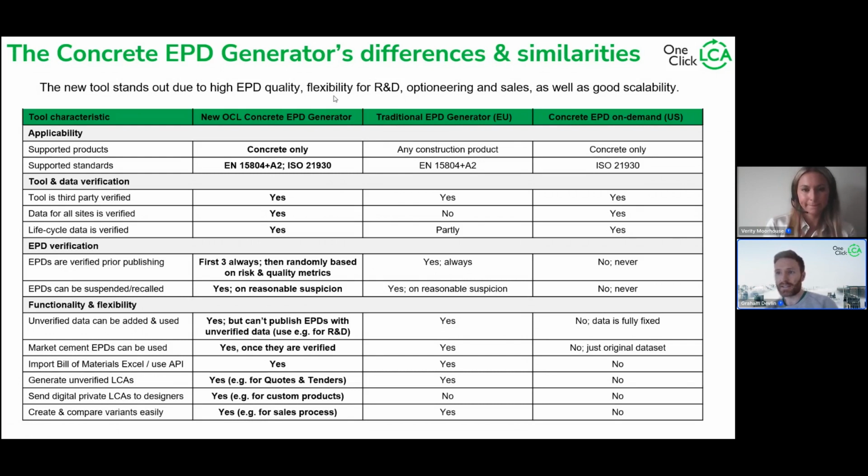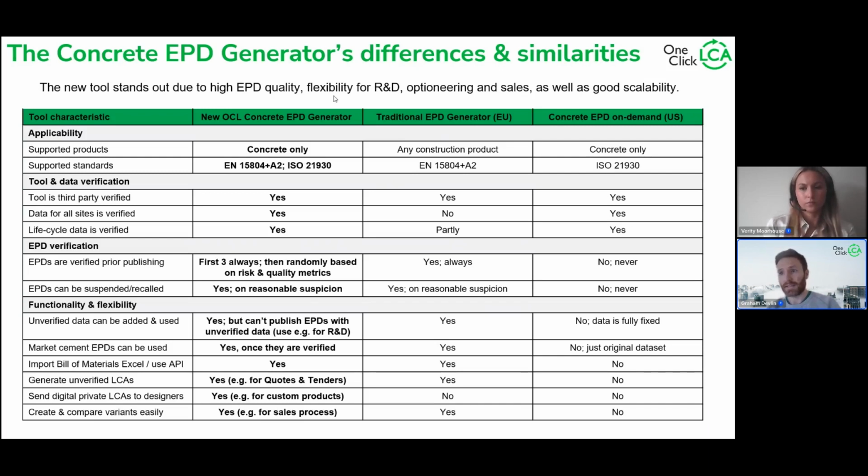In terms of the functionality of the tool, it is possible to use unverified data in the tool, like if you have private LCA data, for example. However, you can't publish EPDs with unverified data. So that's just one thing to keep in mind. You can still use the tool for research and development, for example. You can use EPDs in the tool, so it's not just generic data. With EcoInvent being the main source of generic data, you can also use EPDs in your mix. So if you have a supplier of cement that has an EPD already, then you can use that directly in your LCA and EPD as well.